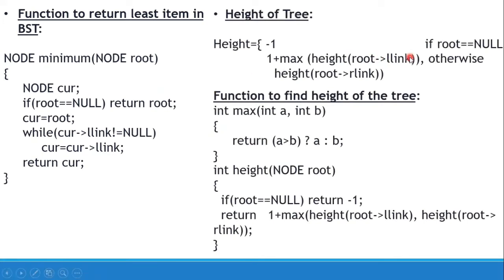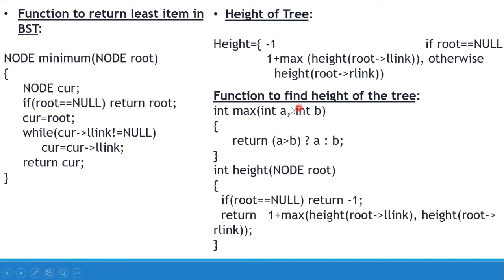So height of the tree is nothing but the maximum level of the tree. This is done in a recursive way. The formula is: height of root is -1 if the root is null, but height of root is 1 plus max of height of root of L link, comma, height of root of R link, otherwise, meaning if the tree exists. So this is the function.